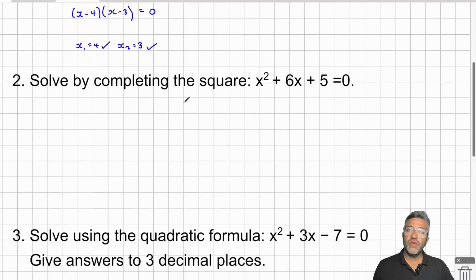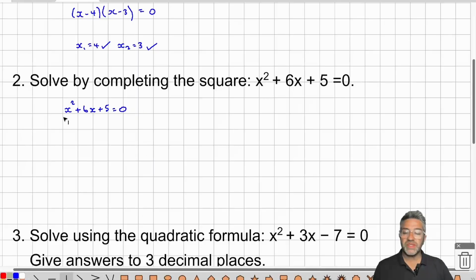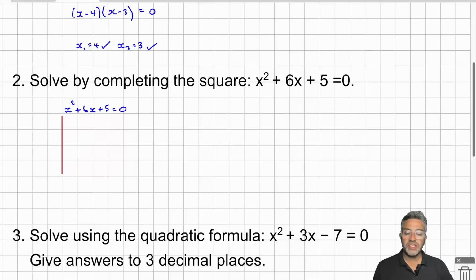Question 2, solve by completing the square. So in this instance, we're told the method we must use. So I'm going to begin just by writing out my starting equation. X squared plus 6x plus 5 equals 0. Now, a lot of you have perhaps seen from my previous videos that when I solve equations, rearrange formulae, I like to draw a mini margin. Here we go. How do I complete the square?